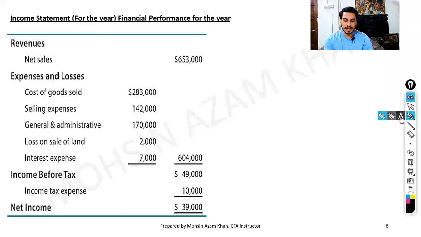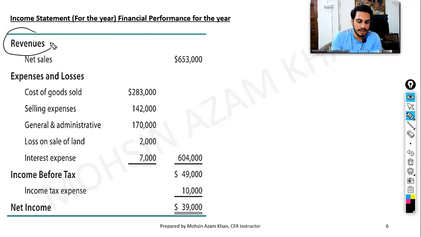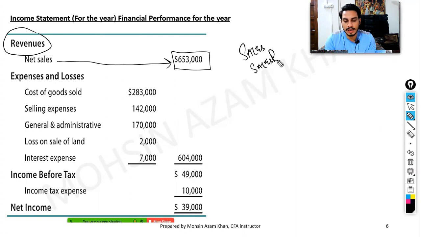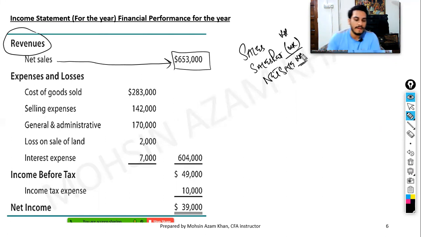So this is a glimpse of the income statement. So here comes the format. These are the revenues. You can see the net sales. It is reflecting you net sales. So what do we mean by net sales? Net sales is the sales amount minus any sales returns. We get net sales. We also call this net revenues.